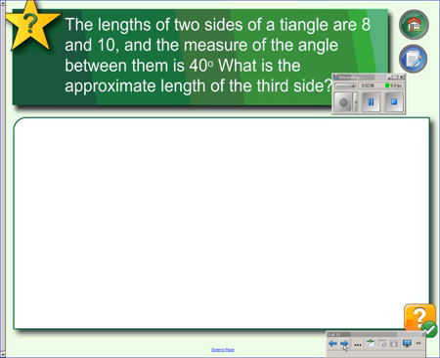Okay, here is another example. The lengths of two sides of a triangle are 8 and 10, and the measure between them is 40 degrees. What is the approximate length of the third side? I'm going to let you do this one because it's exactly like the one we just did, just with different numbers. But you're given the two legs and the angle between them, so it's just law of cosines.